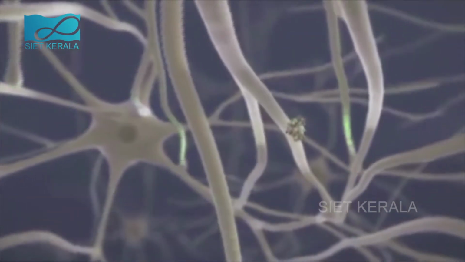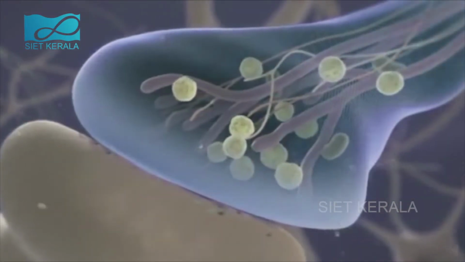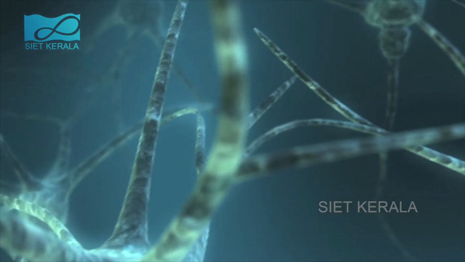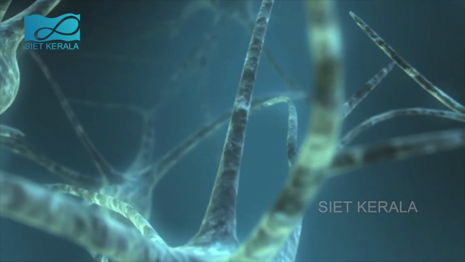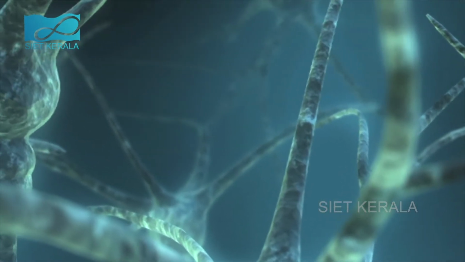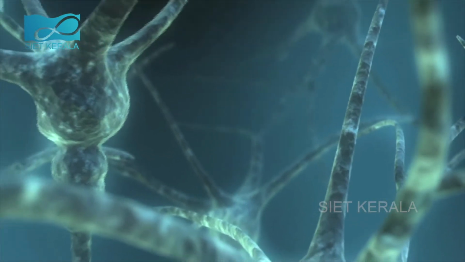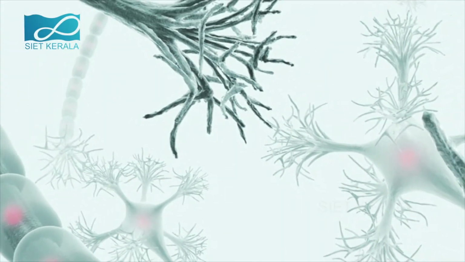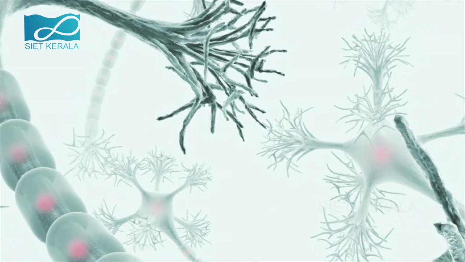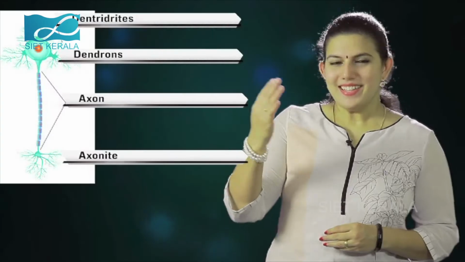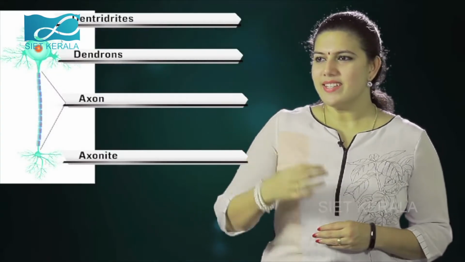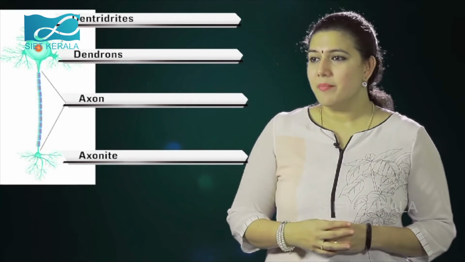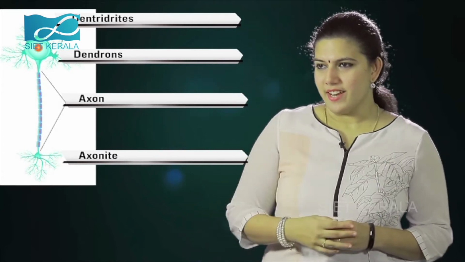Let us discuss the nerve cell in detail. For this, we have to look into the main parts of the nerve cell. This is the nerve cell. The outer extensions of the nerve cells are called dendrons. Dendrites are the branches seen at the tips of the dendrons.